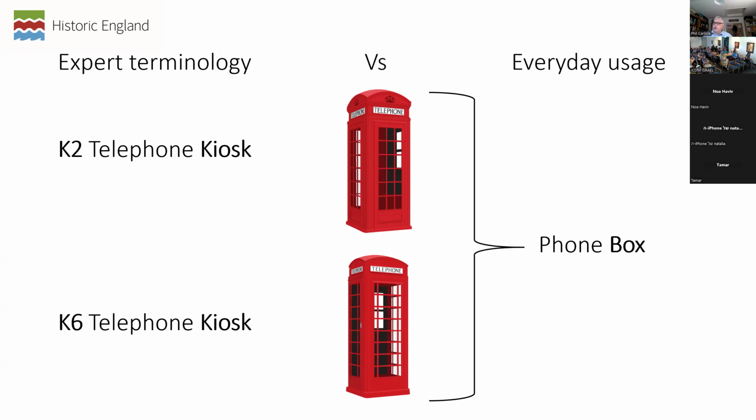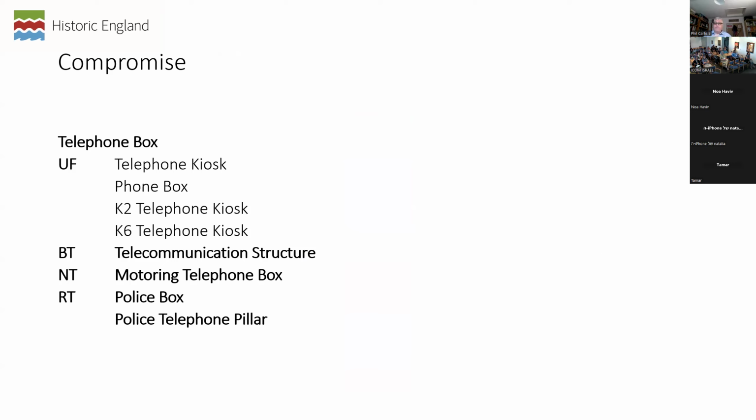And with a thesaurus, you can do that by structuring the concept. So here we see telephone box is the concept that will be used to record either of those two things in your database. It also has some alternative labels or used for, which is the thesaurus legend. UF stands for used for, which means that telephone box is used for telephone kiosk, phone box, K2 telephone kiosk, and K6 telephone kiosk.